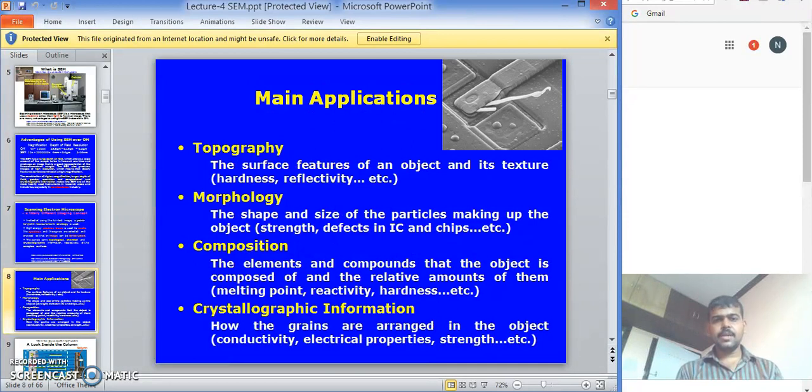There are various applications of the SEM. In topography, the surface features of an object and its texture can be studied. In morphology, the shape and size of the particles making up the object can be studied. In the compositional aspect, the elements and compounds that the object is composed of and the relative amounts of them can be analyzed. Whereas in the crystallographic information aspect, the arrangement of grains in that object can be easily studied with the help of the scanning electron microscope.